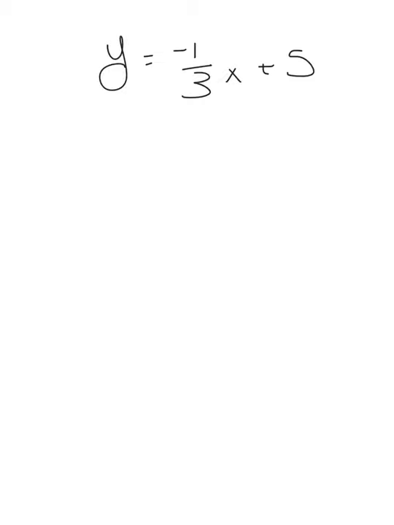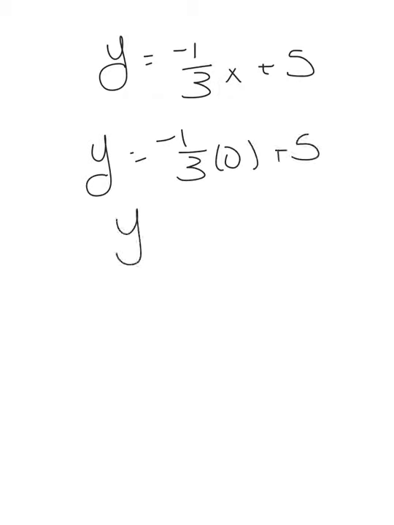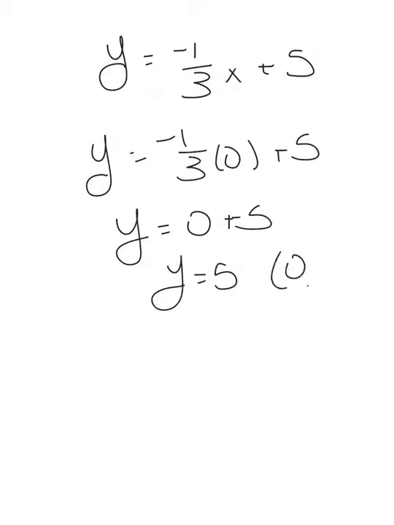Y equals negative 1/3 x plus 5. To find the y-intercept, we're going to plug in 0 for x. 1/3 times 0 is 0, and 0 plus 5 is 5. So y equals 5, which is the ordered pair 0, 5.